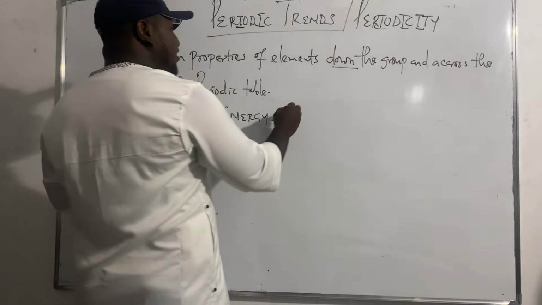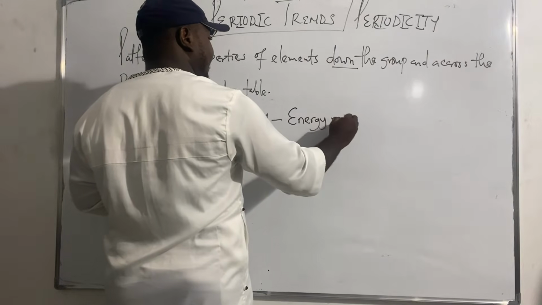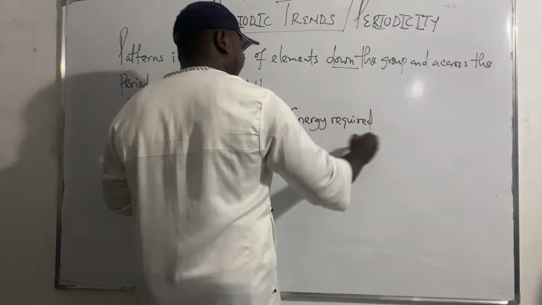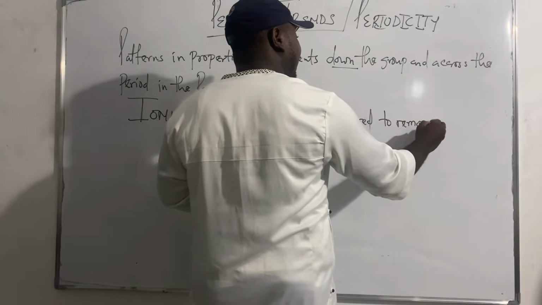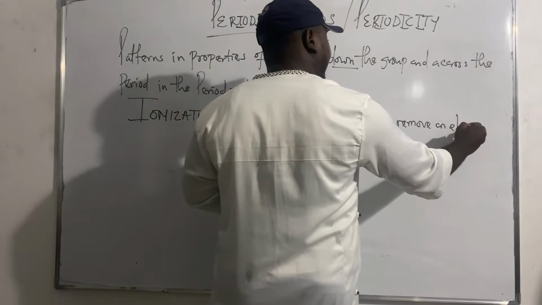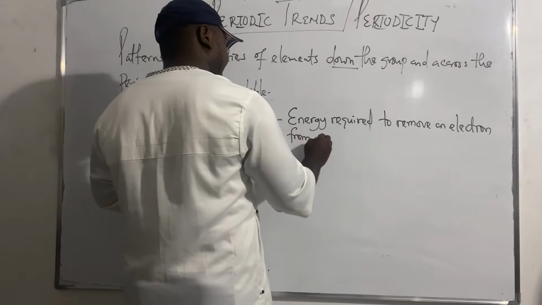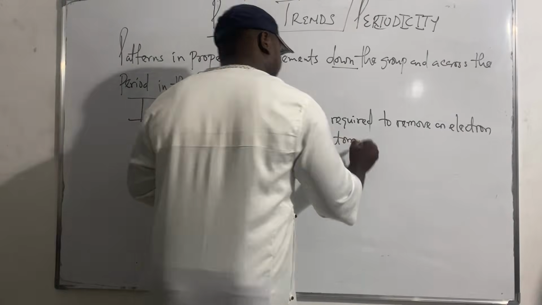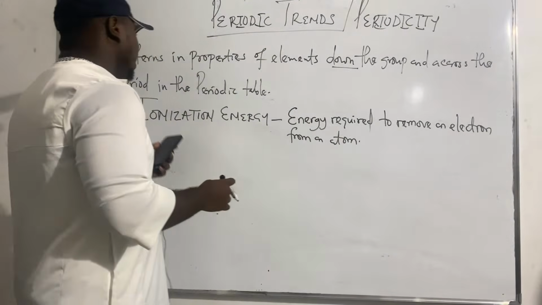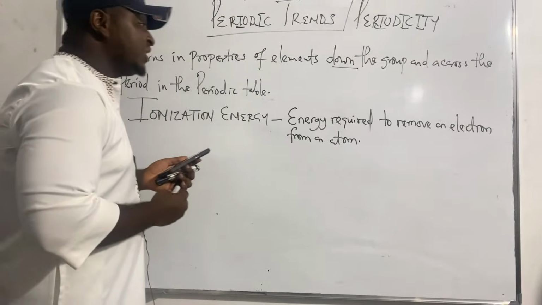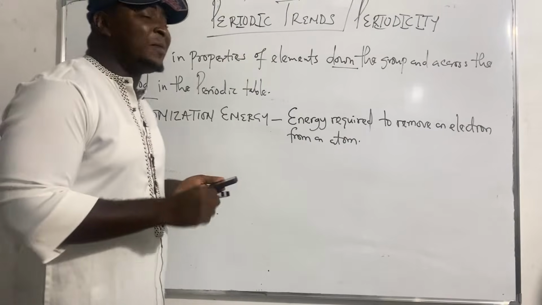Ionization energy is the energy that is required to remove an electron from an atom. So class, the idea is we define the property and then tell you the trend in the periodic table. Ionization energy is the energy that is required to remove an electron from an atom.